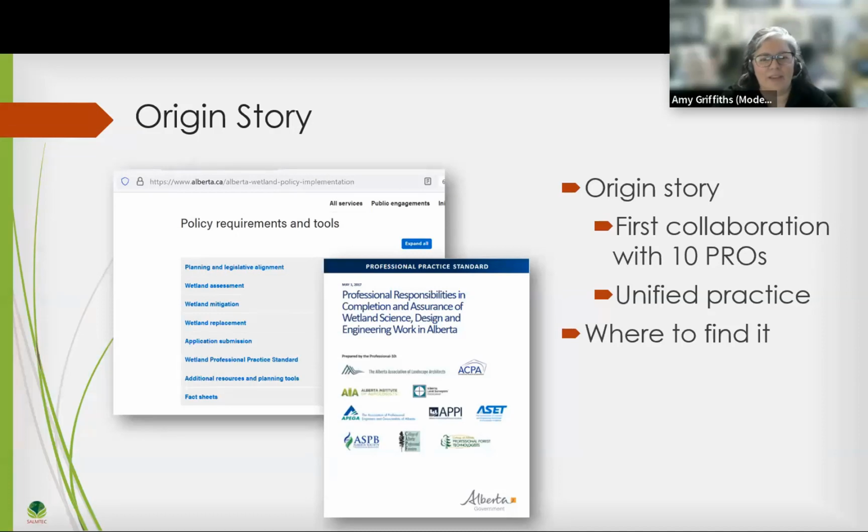These practice standards were a collaboration of 10 professional regulatory organizations, also known as the Pro-10, that the provincial government identified as working in the practice of wetland science, engineering, and design. The Pro-10 are shown on the front of the standard, and the idea was that this practice was very multidisciplinary and highly technical, so an overarching set of standards would be required to make sure that the due diligence happened across all professionals working on wetland management in Alberta, and that it would unify the practice.